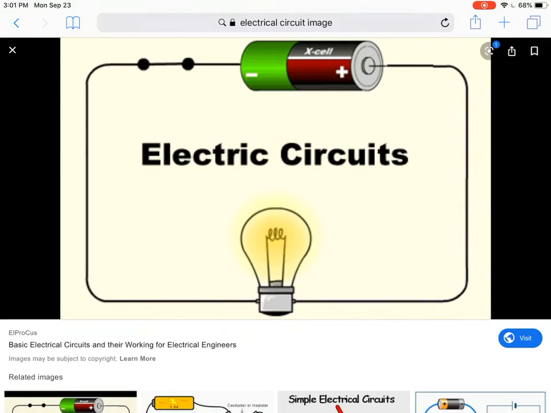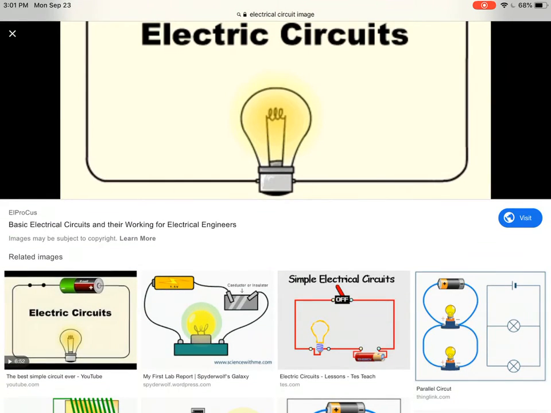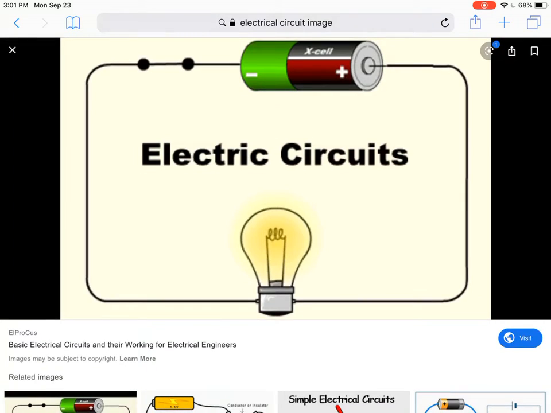So remember what our definition is. A closed loop with at least one power source, that would be the battery, and one device connected by wires. So this is a very good picture of a circuit. One power source, one device, and some wires.